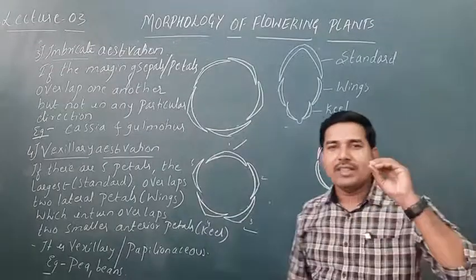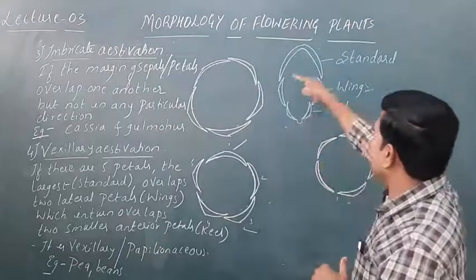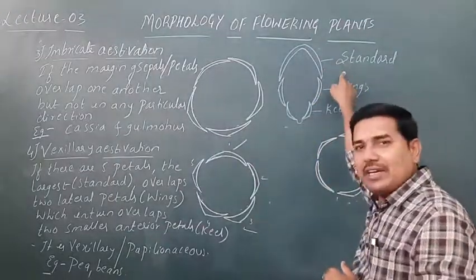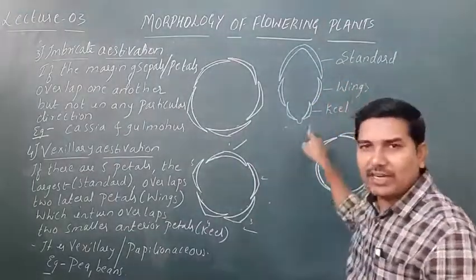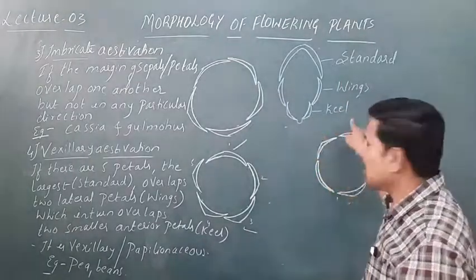That means this vexillary estivation consists of a larger petal called as standard, two lateral wings, and two anterior ಅಂತಂದ್ರೆ ಕೆಳಗಡೆ ಇರುವಂಥದ್ದು. ವಾಟ್? ಕೀಲ್ಸ್.